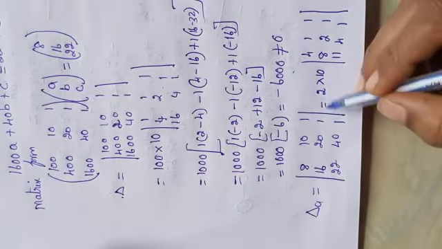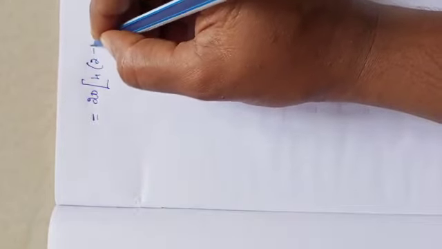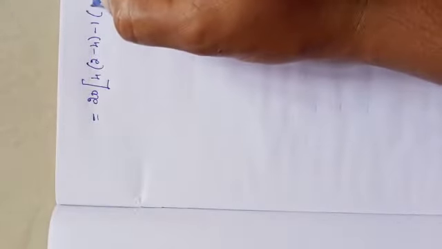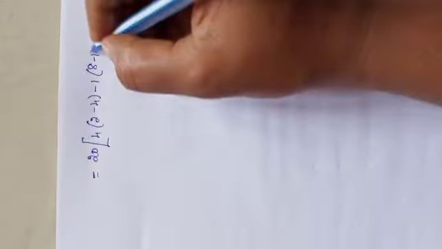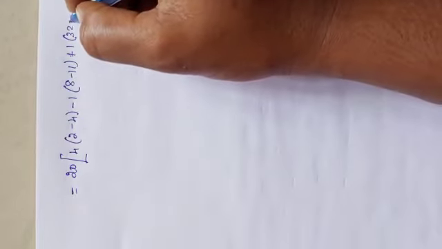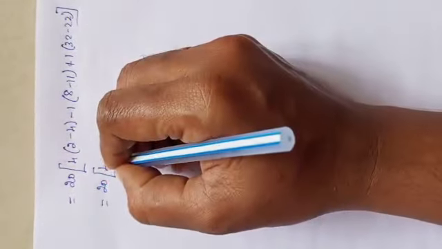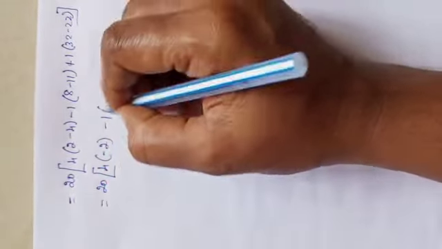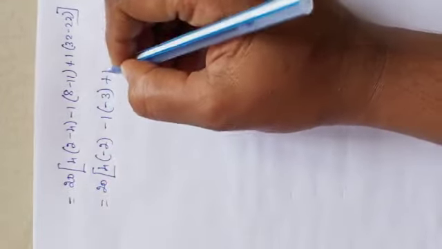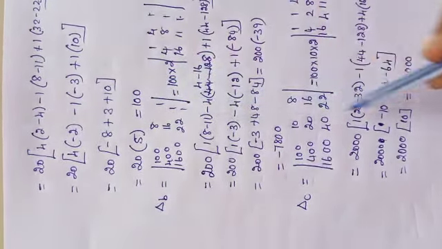Now shall we simplify it? This is 20 into. So we may get 20 into 4 into 2 minus 4 minus 1 into 8 minus 11 plus 1 into 32 minus 22. Simplify this. 20 into 4 into minus 2 minus 1 into minus 3 plus 1 into 10. See, I have completed the same procedure.